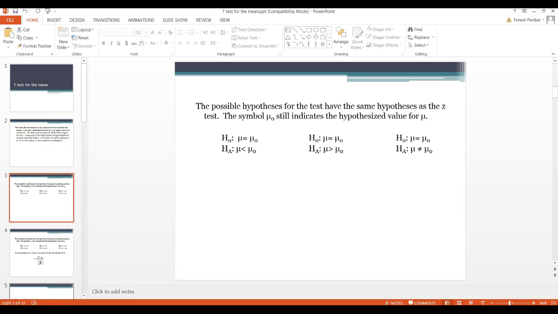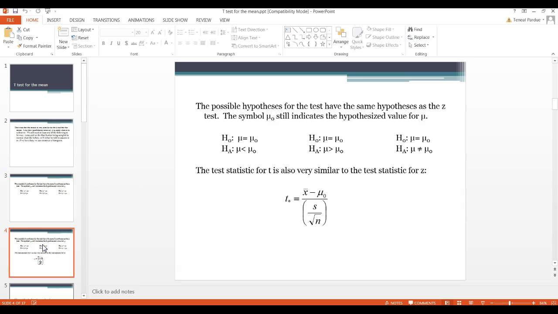Just like before with the z-test, we've got three possible sets of hypotheses. For all of these, the null hypothesis is mu equals some hypothesized value, which we're calling mu naught. The alternative hypothesis could be mu less than the hypothesized value, it could be greater than, or it could be not equal to. And just to remind you, because this comes up with SPSS, and it's really important with SPSS, this not equal to option is called the two-tailed test, and the less than and greater than ones are called one-tailed tests.